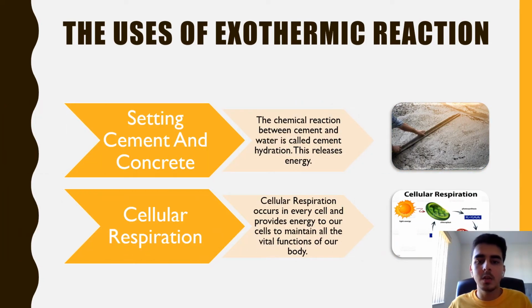Setting cement and concrete. The chemical reaction between cement and water is called cement hydration. This releases energy. Cement hydration is an exothermic process. The mixing of cement with water will result in rapid liberation of heat for a few minutes. This evolution of heat is due to the chemical substances present in the cement, like di- and tri-calcium aluminates and silicates.